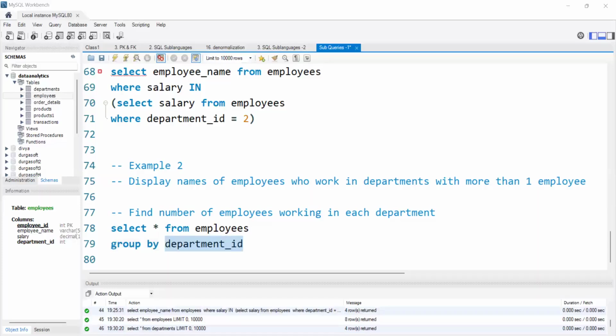But here, what is the concept? As I'm using group by, I'm not supposed to use asterisk here. I need to use count and department ID only in the select, correct?